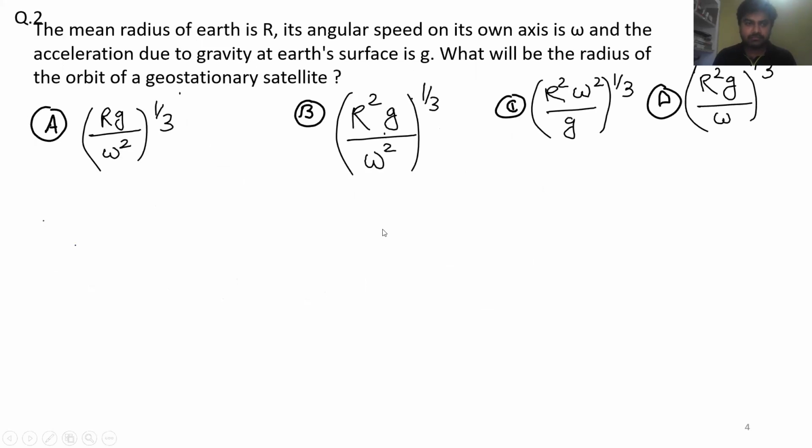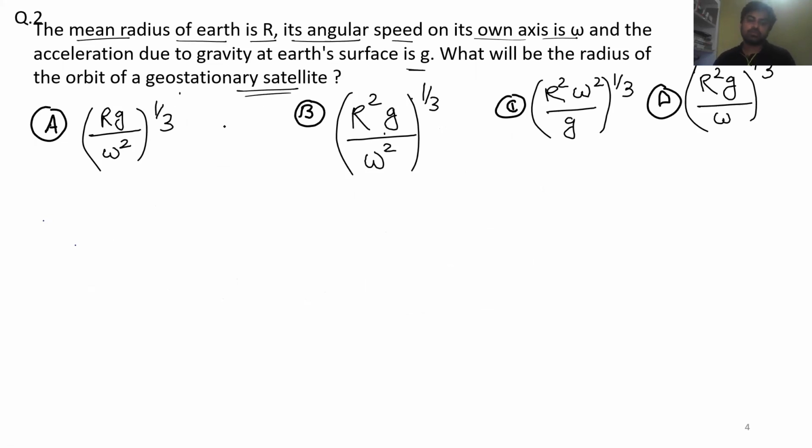Let's move to the next question. Question number 2. In this question, it says the mean radius of Earth is r, its angular speed on its axis is omega, and the acceleration due to gravity is g. What will be the radius of the orbit of a geostationary satellite?